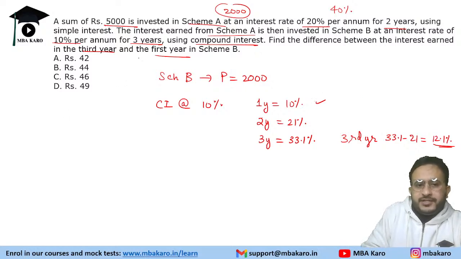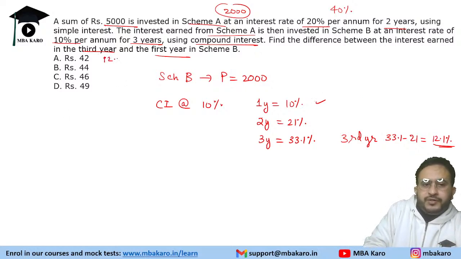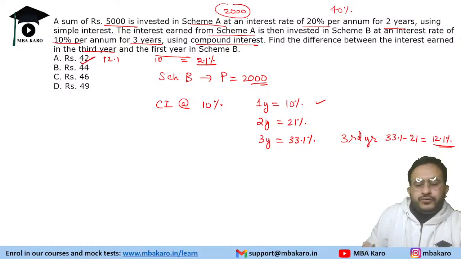In the first year he got 10%. So in the third year he got 12.1%. In the first year he got 10%. The difference is 2.1%. 2.1% of 2,000 is 42 rupees.